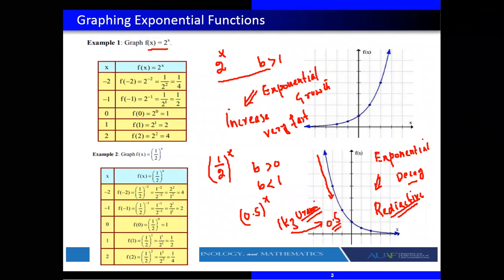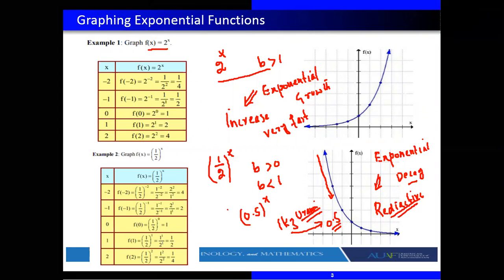So when something is decreasing very slowly, that is called exponential decay, and when something is increasing very fast, that is called exponential growth. The condition is: when the base is greater than 1, that is called exponential growth. When the base is greater than 0 but less than 1, in between 0 and 1, that is called exponential decay, and it will decrease very slowly.